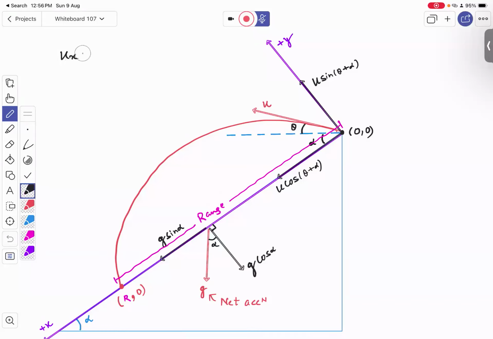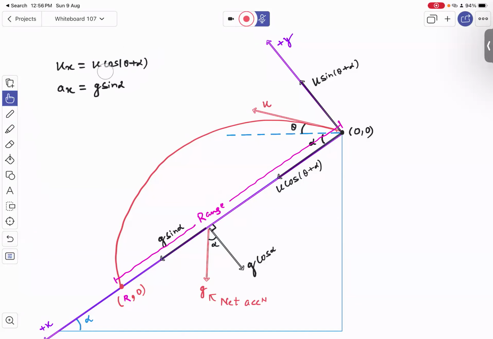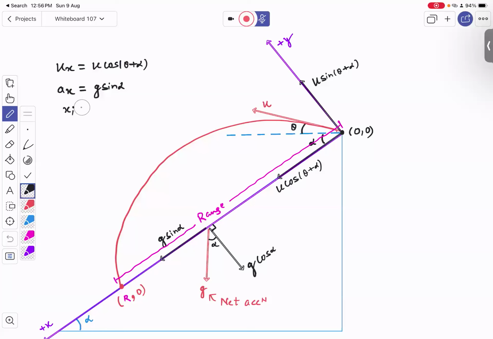Ux is going to be equal to u cos theta plus alpha. Ax is equal to g plus g sine alpha. That is clear. And we must write what the initial x position is. Never forget about that also. Initial x is 0. So these are the things for the x direction.